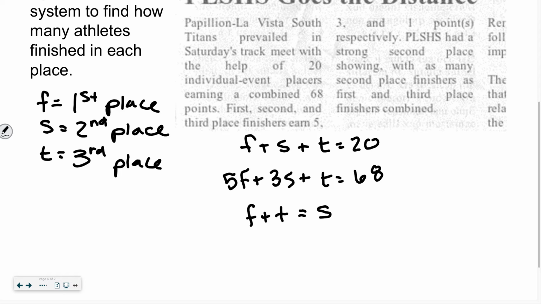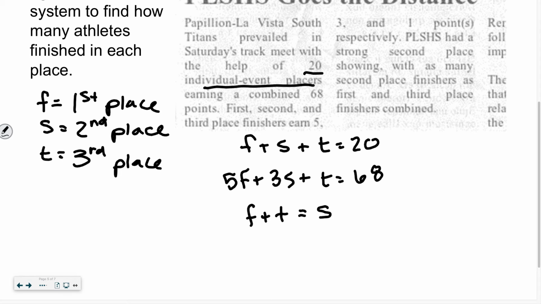Okay, so I'm going to interrupt your work just momentarily to go over what I'm seeing as I'm walking around the room. You can use X, Y, Z, A, B, C, whatever you want for your variables. Again, I would choose letters that mean something for the different unknowns. So I'm going to use F for first place, S for second place, and T for third place. That just helps me read my equations better when I want to go back and check them. So in the problem, we find out that there are 20 individual event placers. That's all the first place, second place, and third place combined. So that's the equation where you just add everything up and it's equal to the total.